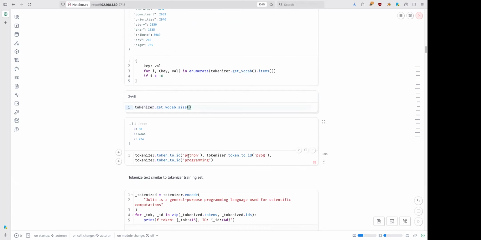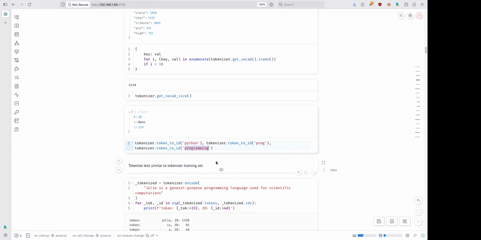For example, there's a token Python. Obviously, this makes sense because the text is about Python, so Python is its own token. ID number 88. We don't have a token prog. You know, I thought that the text is about programming languages, right? But we don't have this token. We have programming as its own token. So on and so forth.